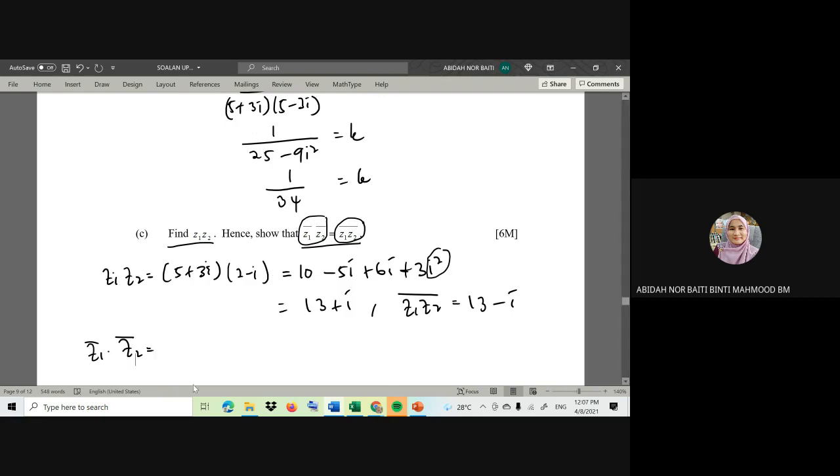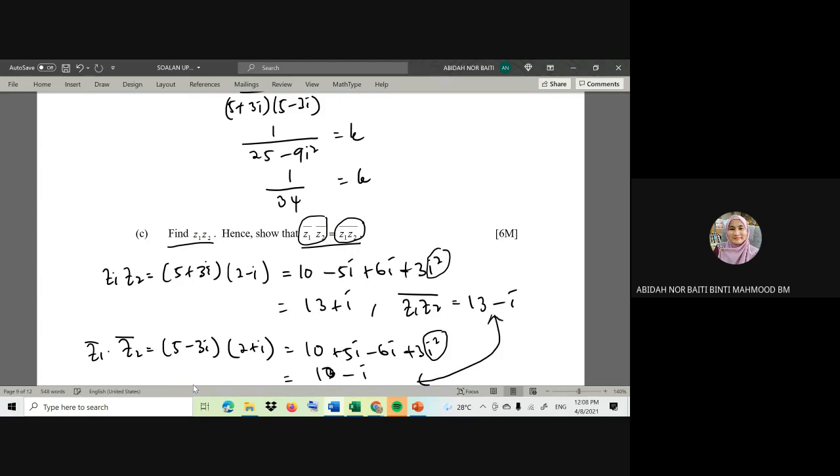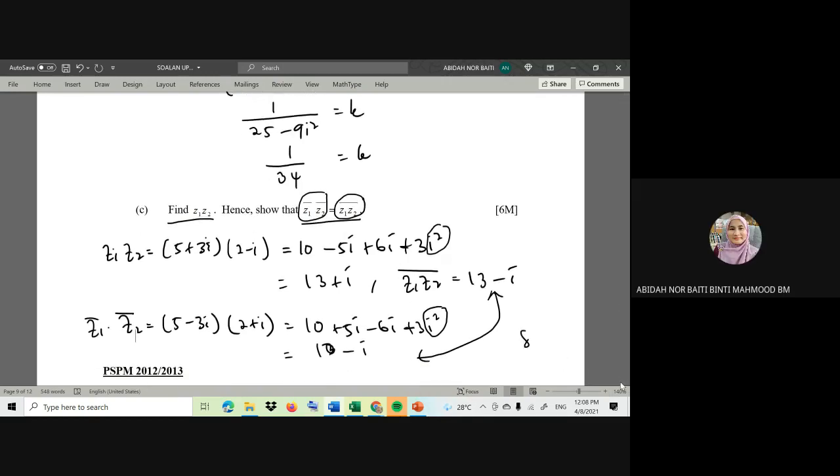So Z1 bar is what? 5 minus 3i. Your Z2 bar is 2 plus i, right? Change the sign of imaginary part. Okay, and then we expand, we get 10 plus 5i minus 6i minus 3i squared. Substitute i squared with negative 1. Okay, then negative become positive. So 10 plus 3 is 13 minus i. Sorry, 13 minus i. Sama kan? Equal, madam. Yes, same. So, show lah.